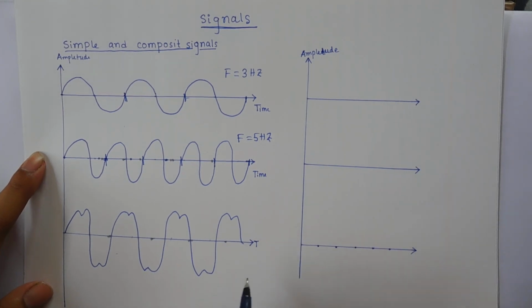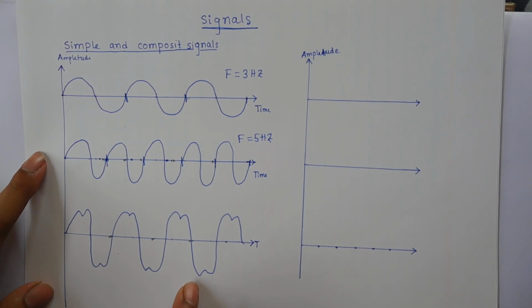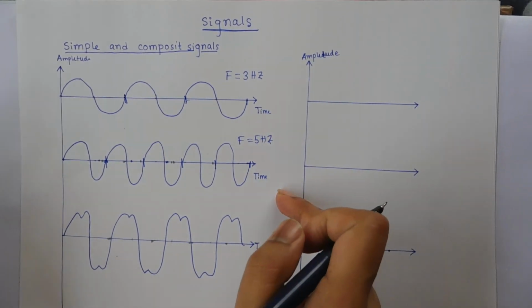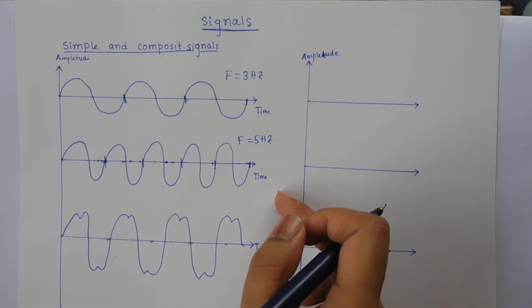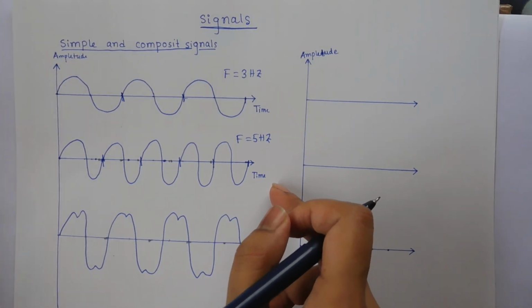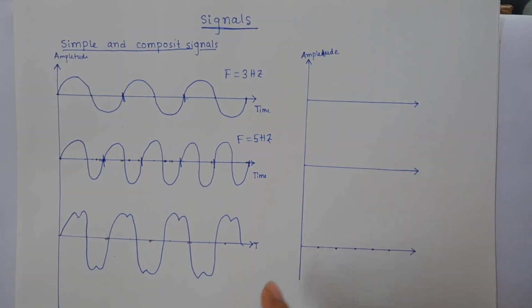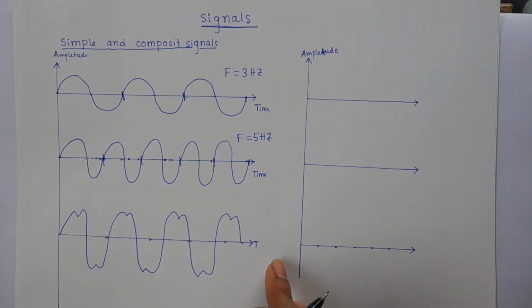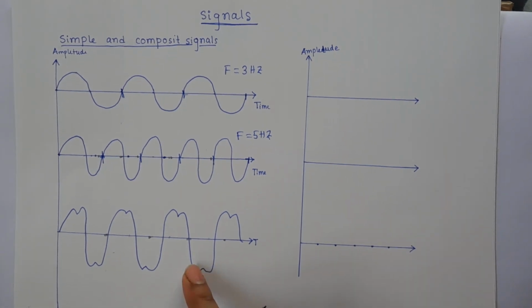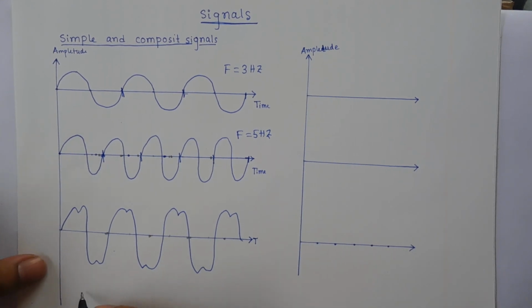This looks like that. That means another signal which is overlapped from these 2 simple signals. So here we can say that 2 simple signals are overlapped into one composite signal. Okay. Now this is a time domain representation.